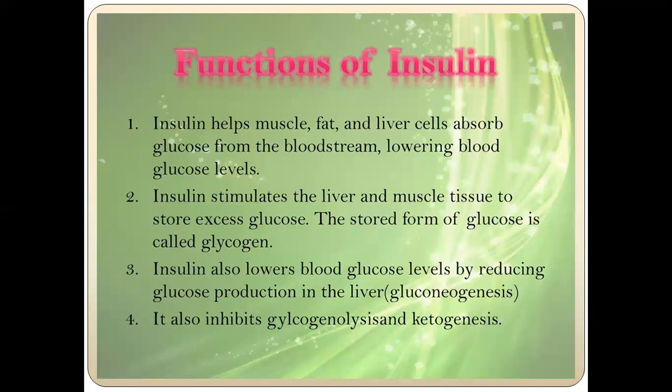And insulin also lowers blood glucose levels by reducing glucose production in the liver, and it also inhibits glycogenolysis and ketogenesis. Okay, and ketogenesis. This is the function of the insulin.